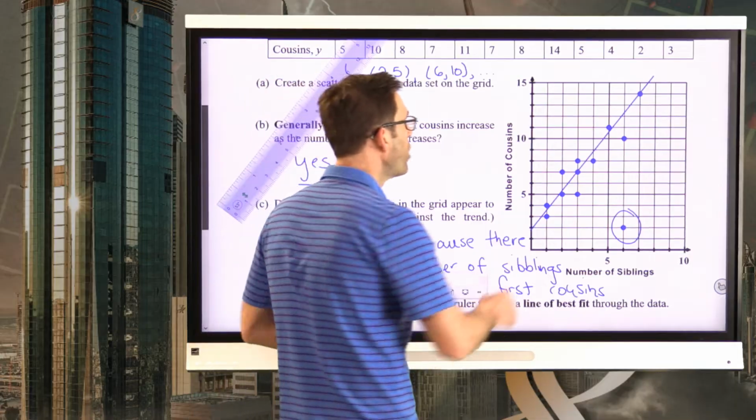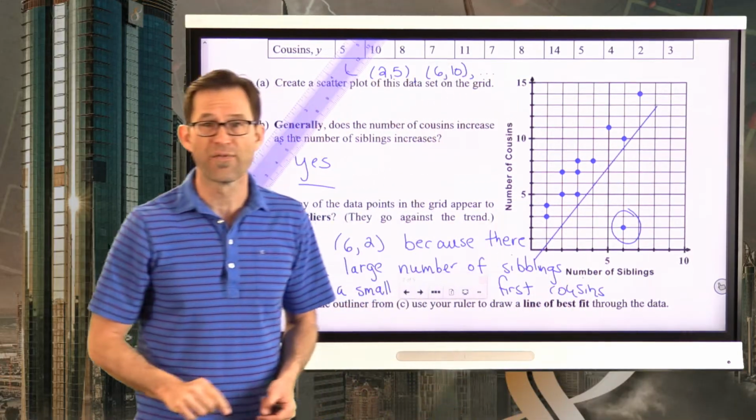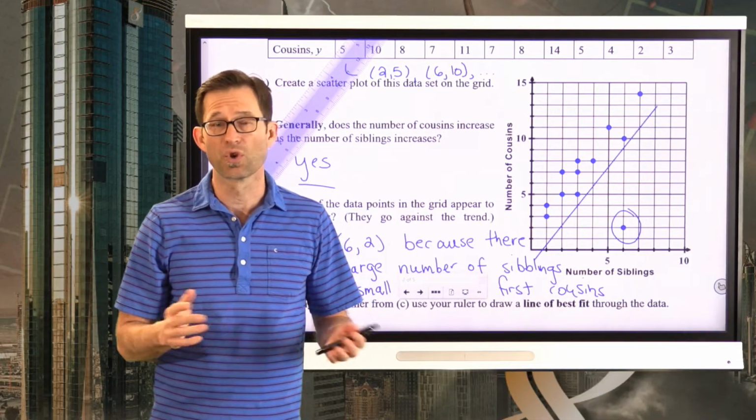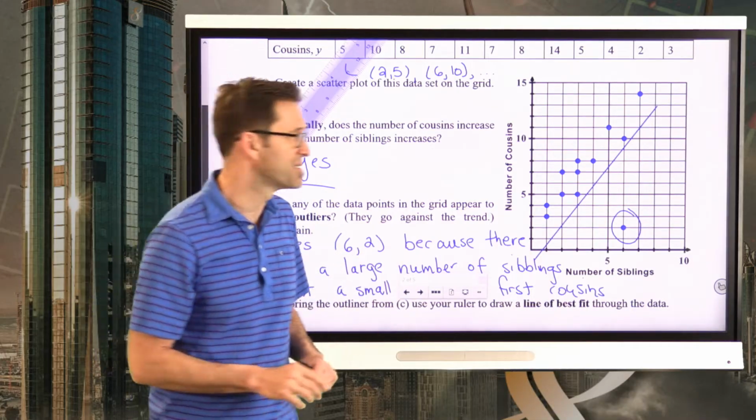So in other words, I wouldn't want this to be my line of best fit, because even though it might slope the same way that the data does, you've got all the data points above it, so that doesn't make any sense.